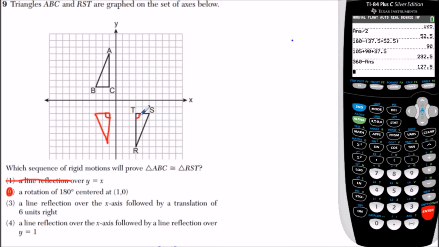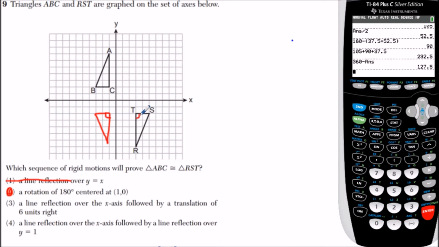The reason why choice 4 is no good is if I reflect over the x-axis, well, I shouldn't have erased that because it's the same thing that we had started with. So I get a triangle that looks kind of like this. But then if I reflect over the line y equals 1, now I'm just going to be flipping back up into this quadrant over here, quadrant 2. So choice 4 is out. So just by process of elimination, choice 2 is the one.